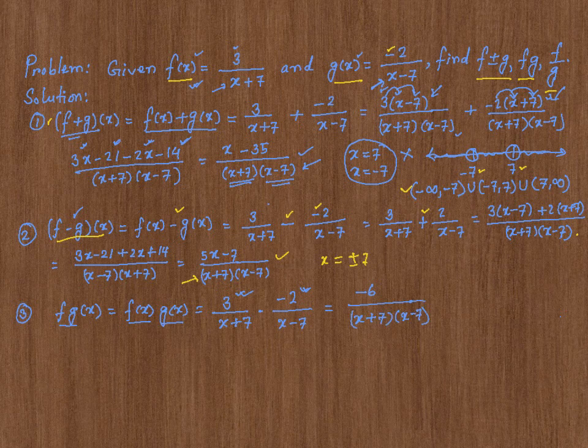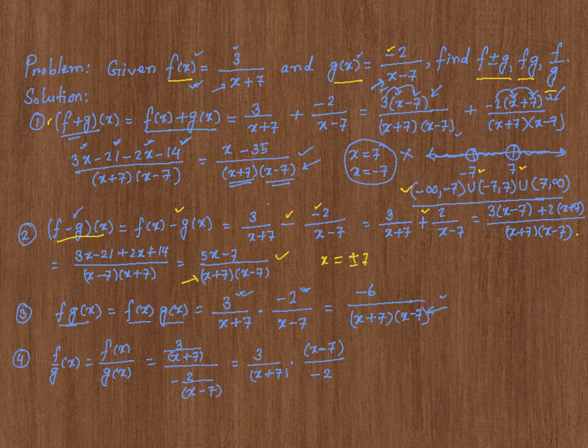So the domain of this new function is going to be still the same as this domain. All the numbers on the number line except for plus 7 or minus 7, because if you enter plus or minus 7 for the x value, the denominator will become 0. In that case, this new function will be undefined. So you want to exclude those two values.